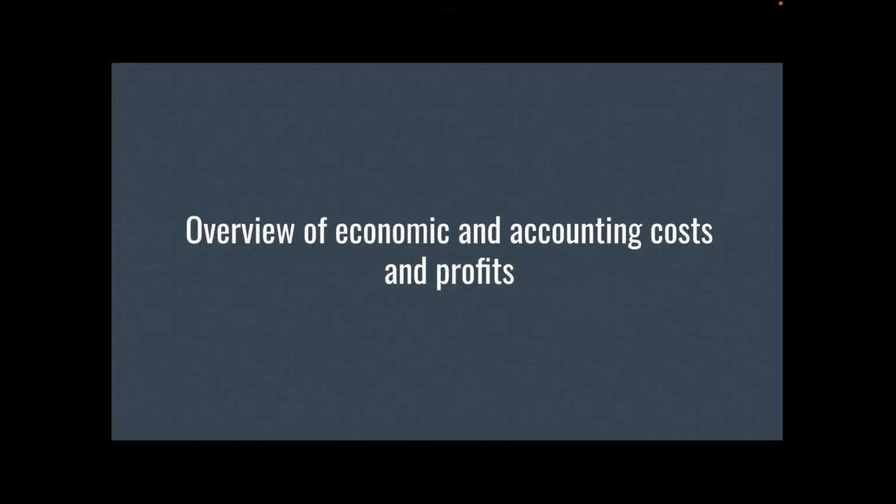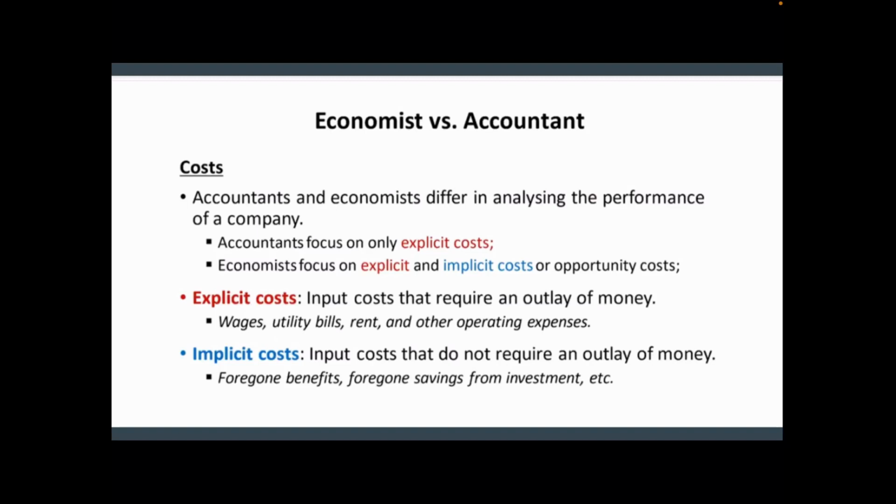This is an overview of economic and accounting costs and profits. Economist versus accountant. Accountants and economists differ in analyzing the performance of a company. So, accountants focus only on explicit cost, and economists focus on explicit and implicit cost or other opportunity costs.